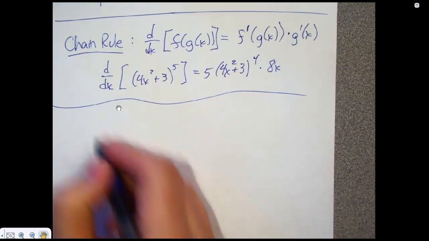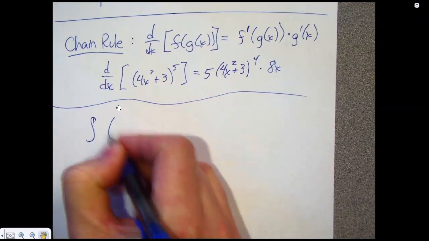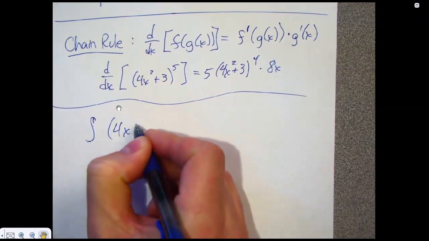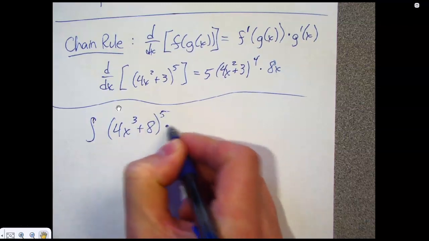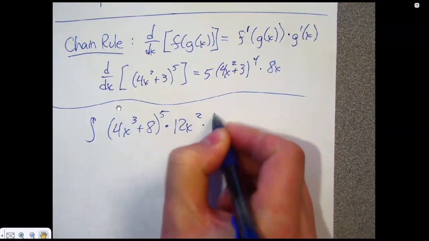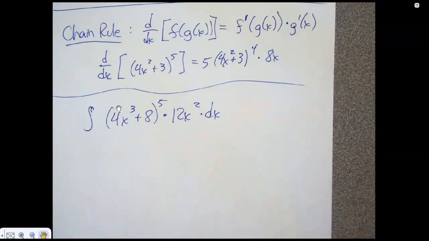Let's just start doing something. So let's say I gave you 4x to the third plus 8 to the fifth times 12x squared times dx.